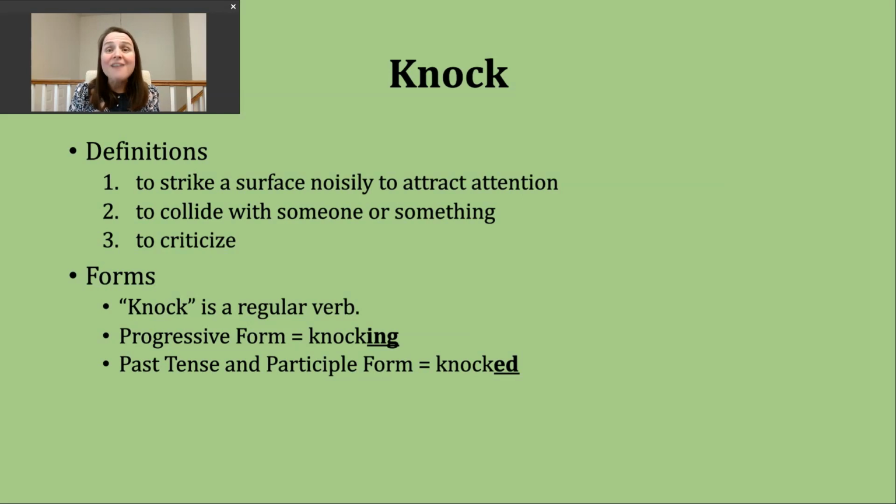You should know that knock is a regular verb. To form the progressive, all I need to do is add ing to form knocking. The past tense and participle forms of this verb can be made by adding ed. Our base verb, knock, ends in an unvoiced K sound. So our past tense ending is going to make a T sound. It should sound like this: knocked, knocked.